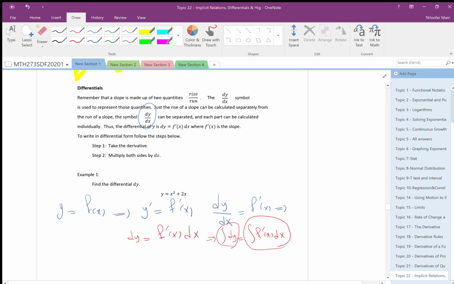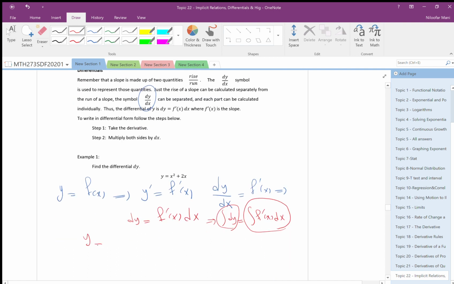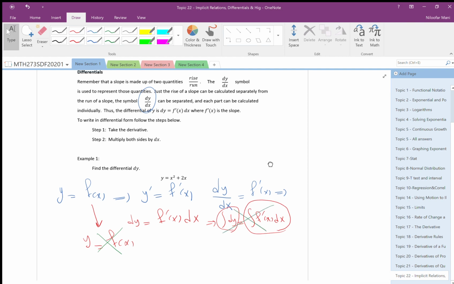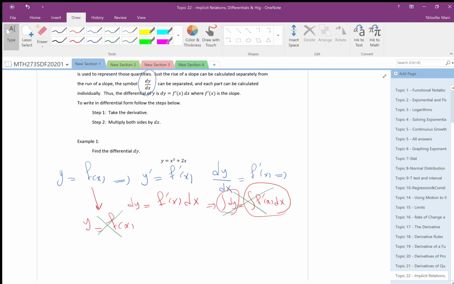So we say y is f of x, which was the original. For now we don't focus on this, I just want to make it easy for you. Take the derivative, but instead of y prime, write dy over dx, and then find dy, or multiply both sides by dx. That's it.